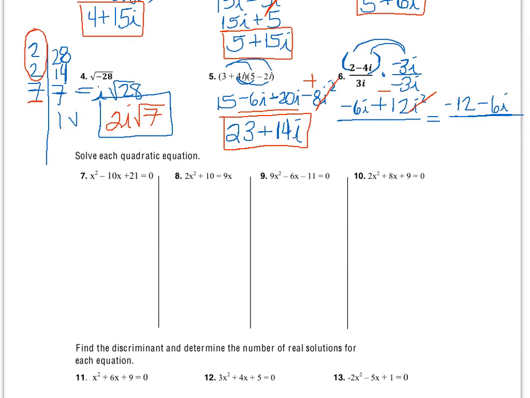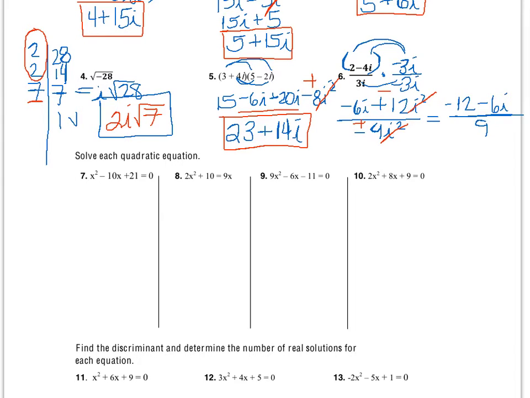Now we can go ahead and multiply the denominator. So we have 3i times negative 3i, and we get a negative 9i squared. Again, we have an i squared, so we're going to cancel that immediately and change the sign. So it was minus, so now it's positive. And in the denominator, I now have a positive 9.